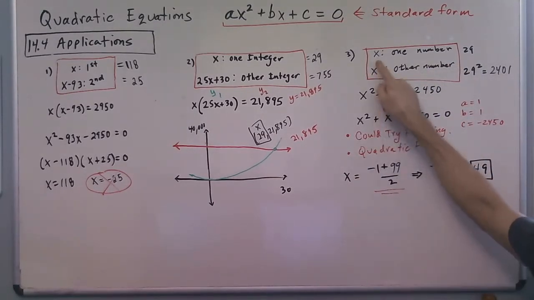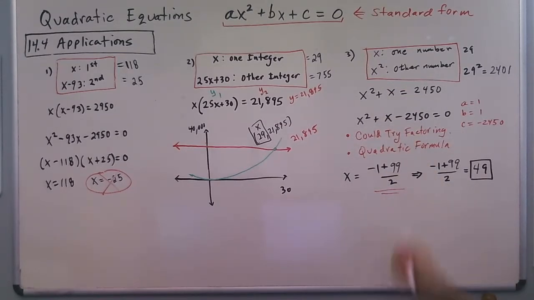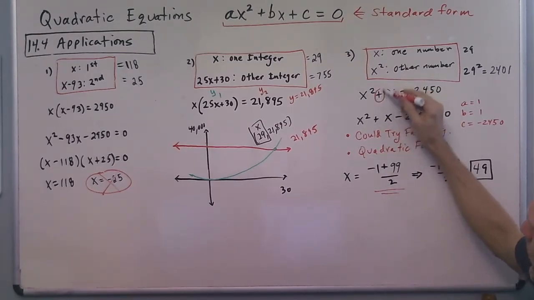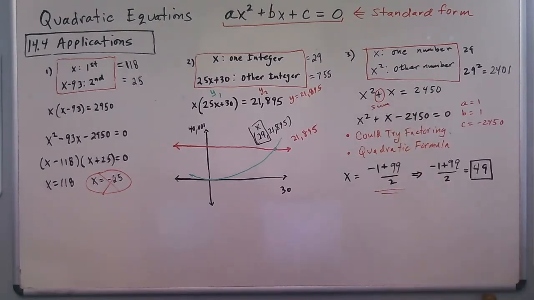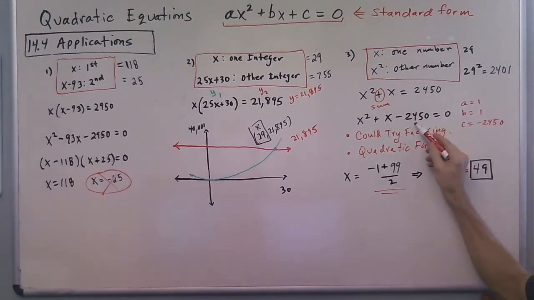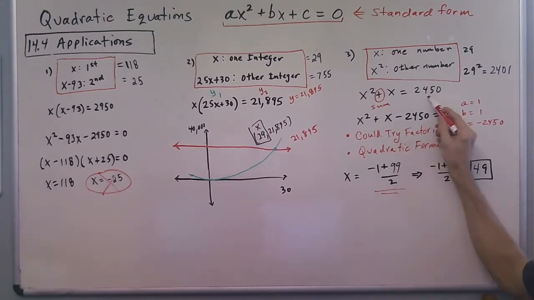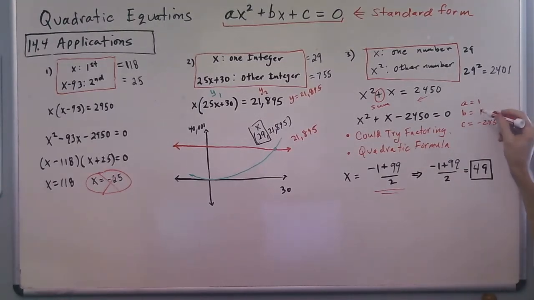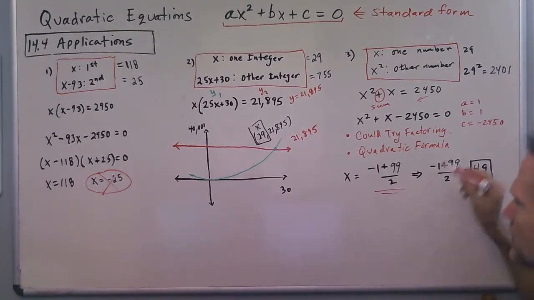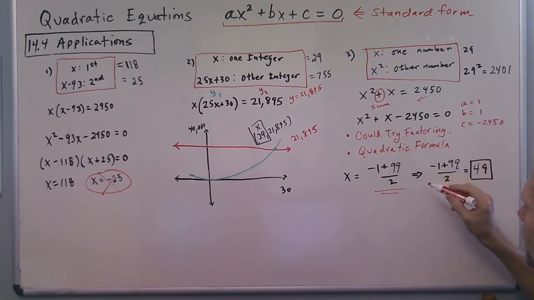So another one here, it says that one number is the square of another number. Then the reading of the problem says that the sum of those two numbers is 2,450. So I can manipulate this into standard form by subtracting 2,450. There's various ways to solve this, but I chose the quadratic formula.